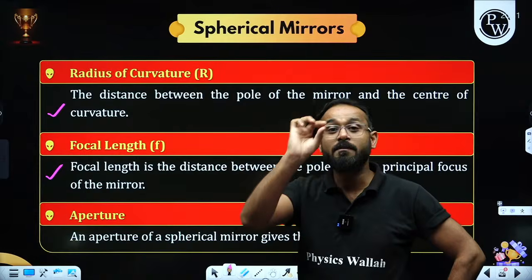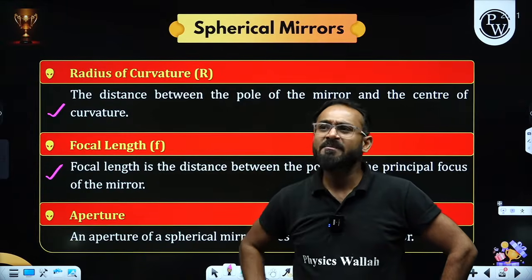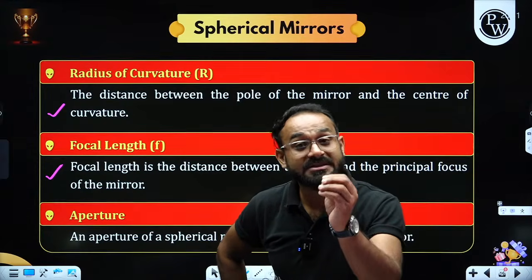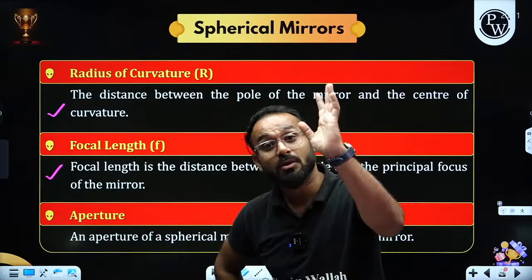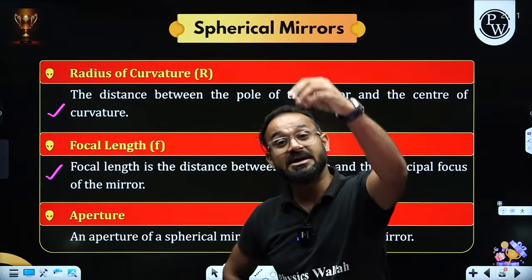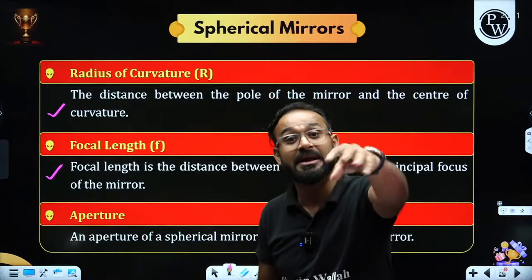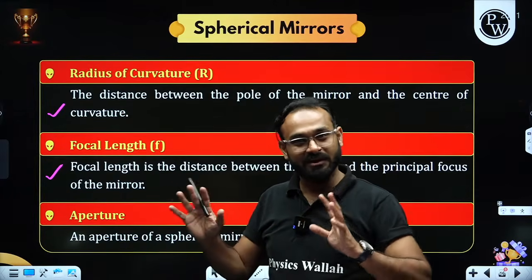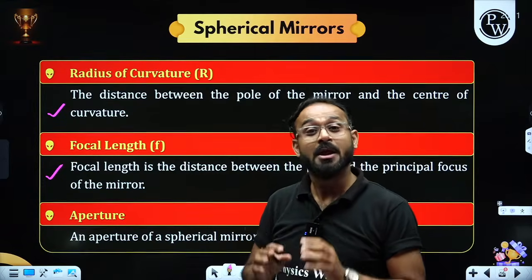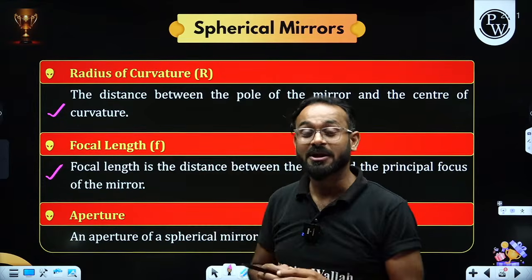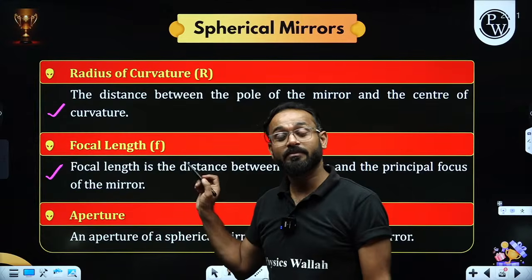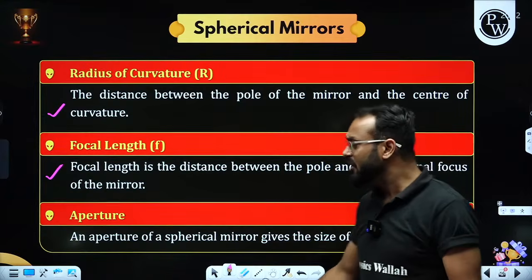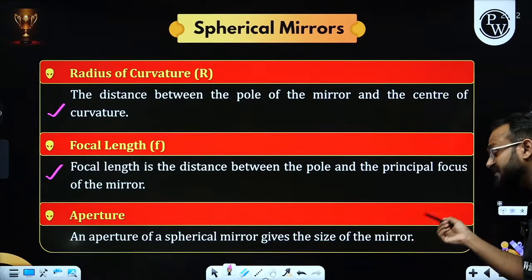Distance from pole to center of curvature. Sir, is it necessary to write pole? The answer is yes, because all distances are measured from the pole: object distance, radius of curvature, focal length, image distance. All the distances related to the mirror are from the pole. Fine. Aperture, so there is another definition: the aperture of the spherical mirror gives the size of the mirror.